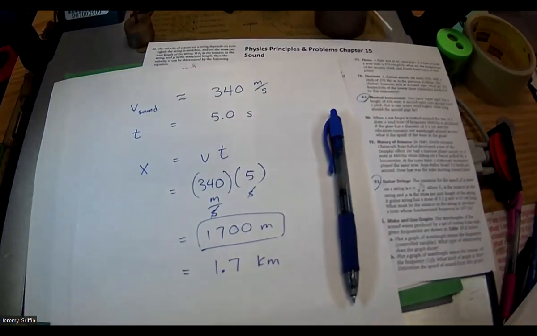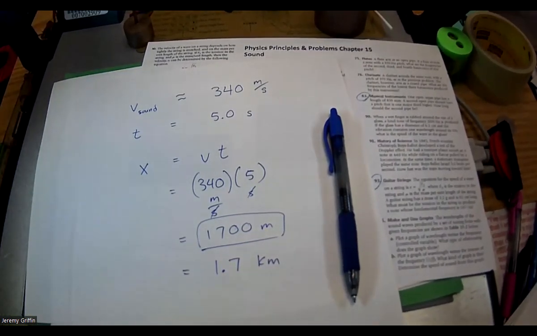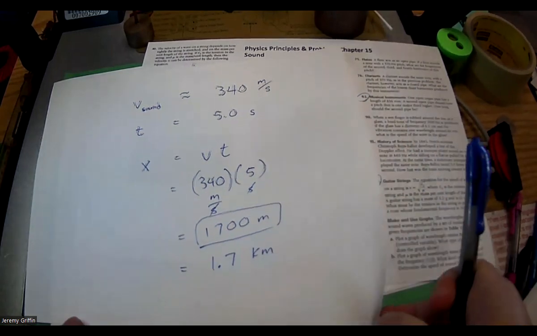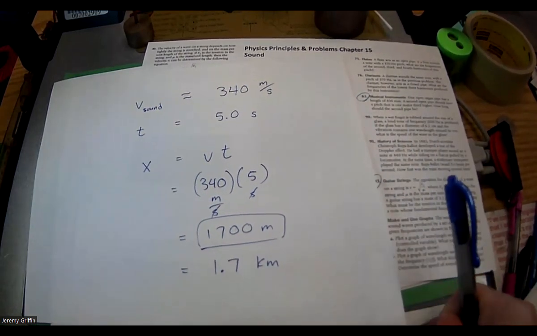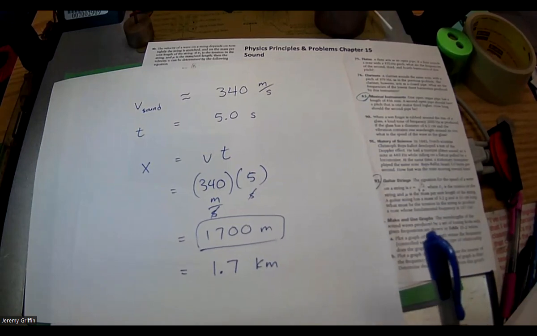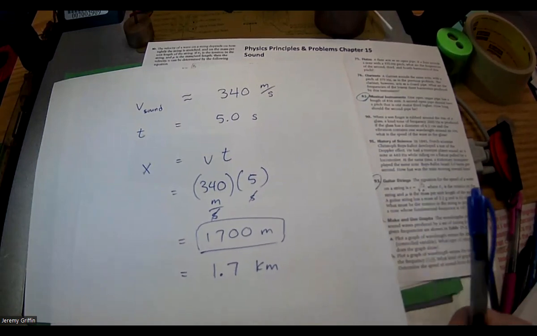So you see the lightning strike, hear the thunder. Divide by 5 to get the number of miles. Divide by 3 to get the number of kilometers away. And the ratio of 1 mile to 1 kilometer is actually really close to the 5-to-3 ratio.